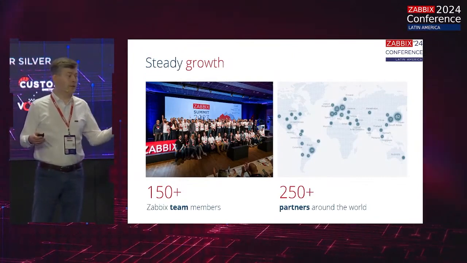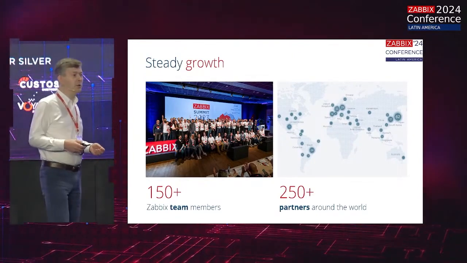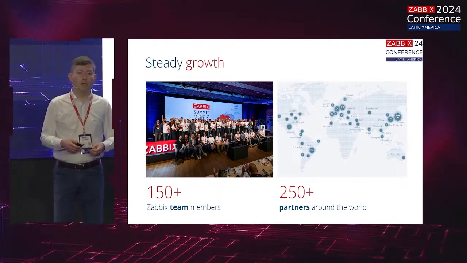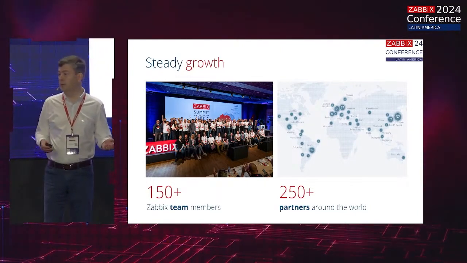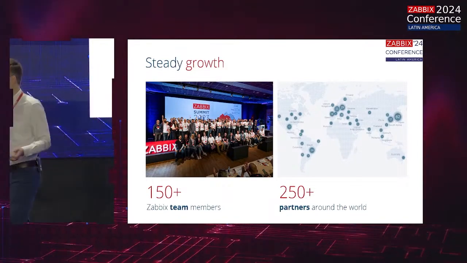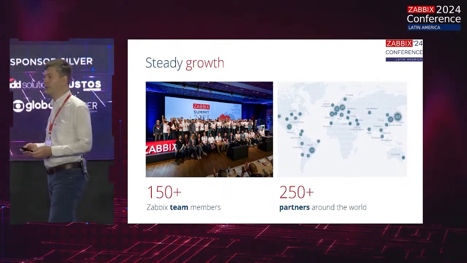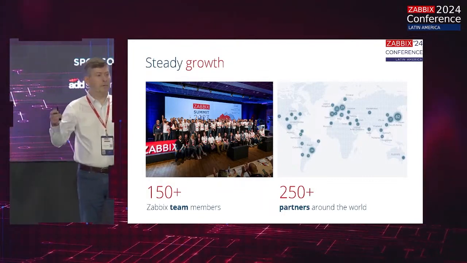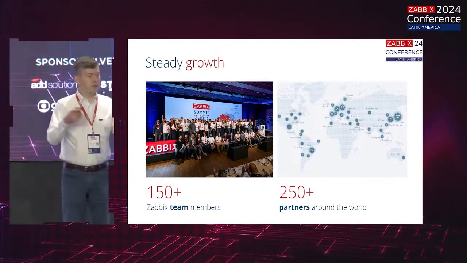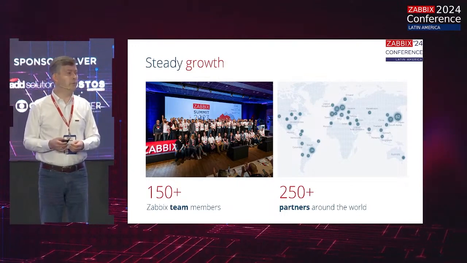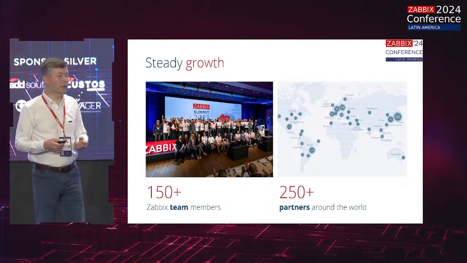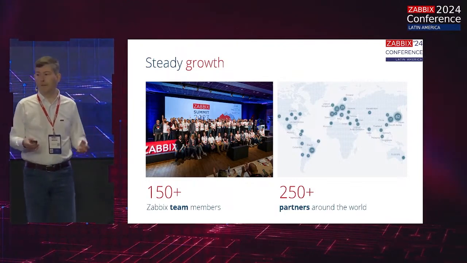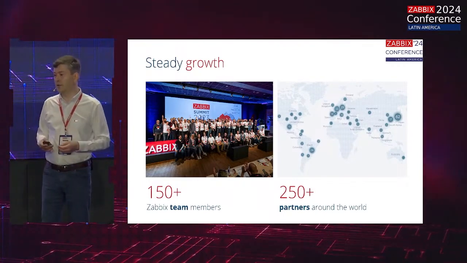And Zabbix as a team, as a company, is constantly growing. At this moment, it's more than 150 people working on Zabbix full-time. So it's developers, documentation writers, support engineers, sales, marketing. So we are a big, distributed, global team of people. And the only reason why we exist is we want to build a better product and deliver better services to our customers.